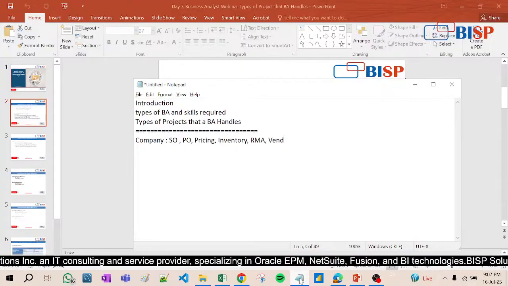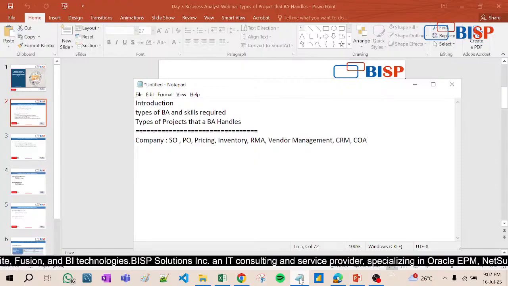Vendor management, customer management, CRM, customer relationship management, and what else, chart of accounts, that's account management. So all these things are common practice in a corporate company. Now keeping all these things in mind, a company has developed a product in which all these modules are incorporated. That is called Oracle NetSuite. That's it. Now it's an ERP.